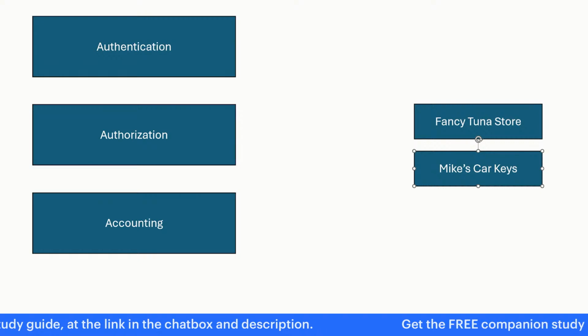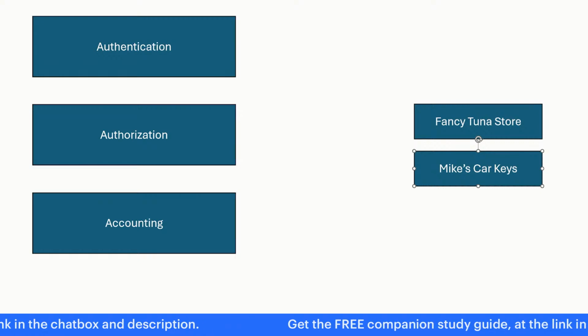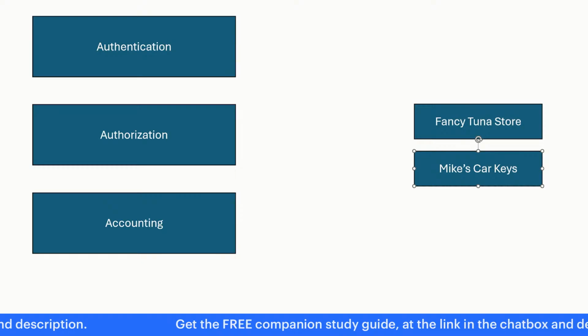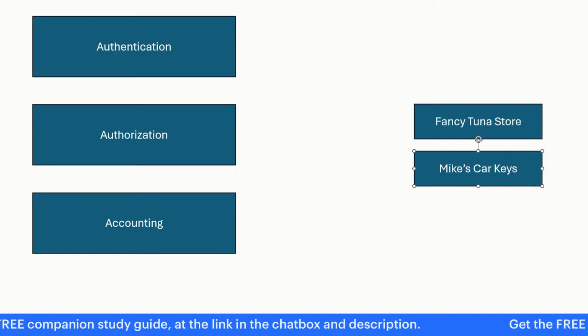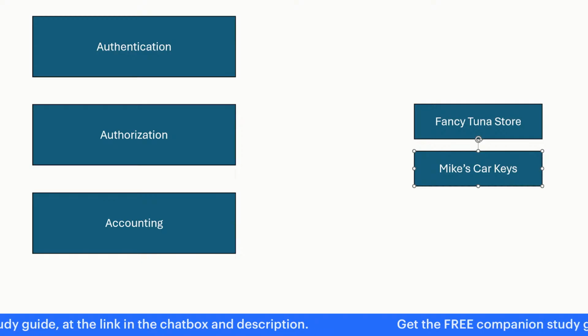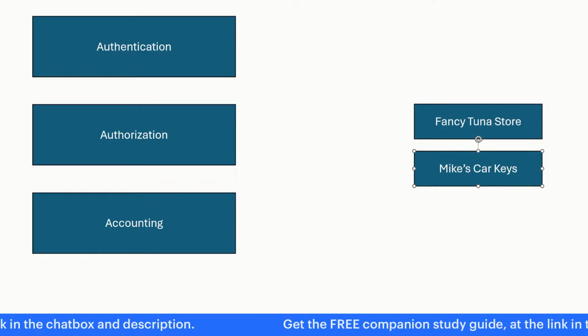And that could be a person or a device. Authorization is determining what you're allowed to do or what you're allowed to have access to. And then accounting is keeping track of what you've actually done. So let's work through an example.